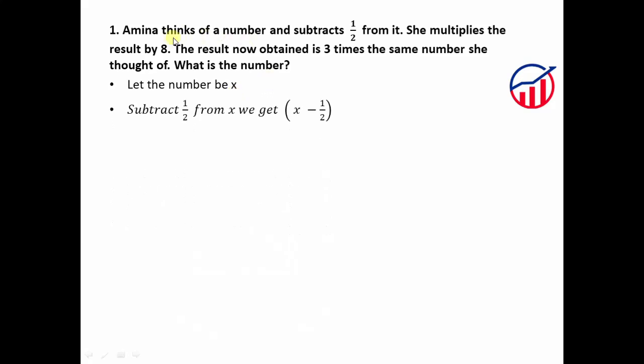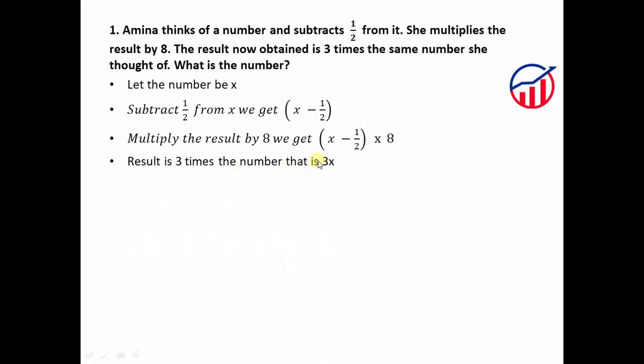So we have been given that Amina thinks of a number and subtracts half. So subtracting half from x, which is the number we thought of, we get x minus half. Then multiply the result by 8. We are going to get x minus half into 8. Why are we multiplying? She multiplies the result by 8. The result obtained is 3 times the same number she thought of. So the result is 3 times the number, that is 3x, because the number she thought of was x. So x minus half into 8 is equal to 3x.